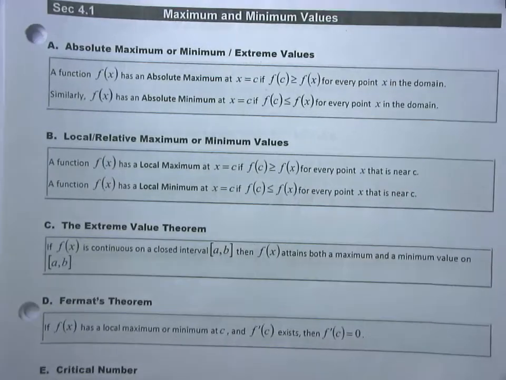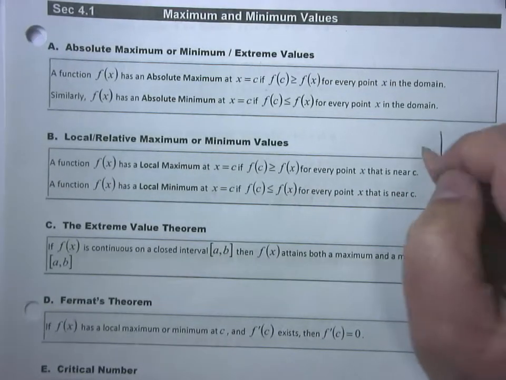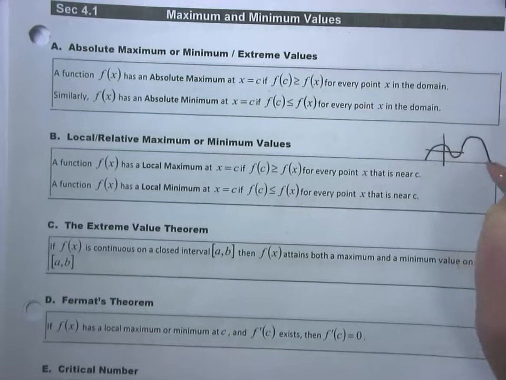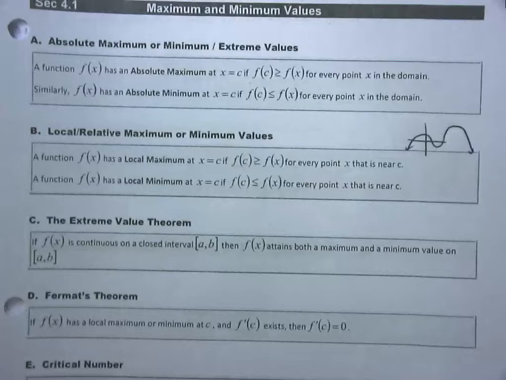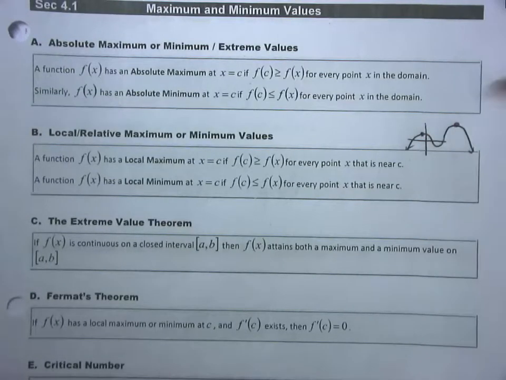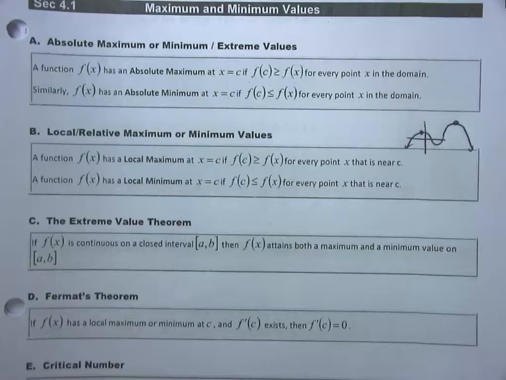So let me show you what I'm talking about here. If you got some kind of function that does this. There's my function. I just drew something rather. There are two maximum points on this thing. There is this point right here, and there is this point right here. You with me? This point is called the absolute maximum. Why? It is the biggest point on the entire graph.